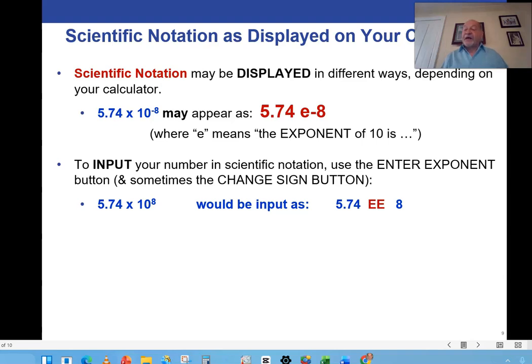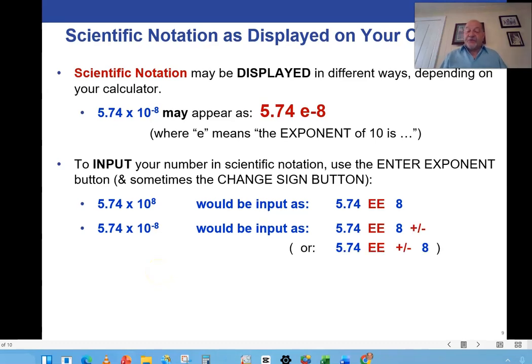Let's talk about how to enter various versions. First is just the number without any negative signs, 5.74 times 10 to the 8. That's 10 to the positive 8. You would input that as 5.74, and then you'd hit the enter exponent button, and then 8. And that would be it.